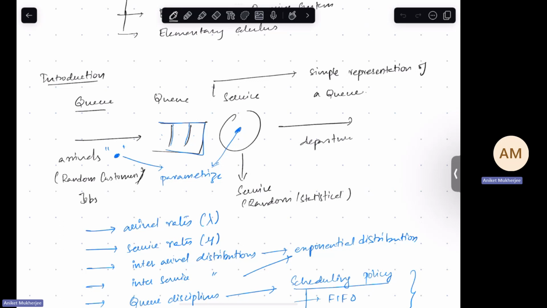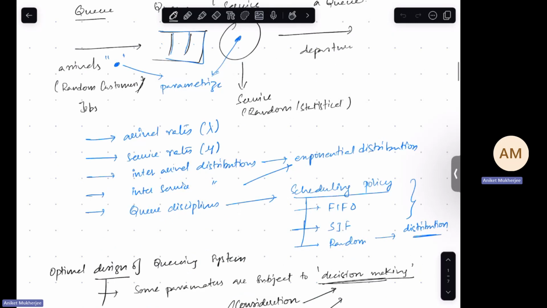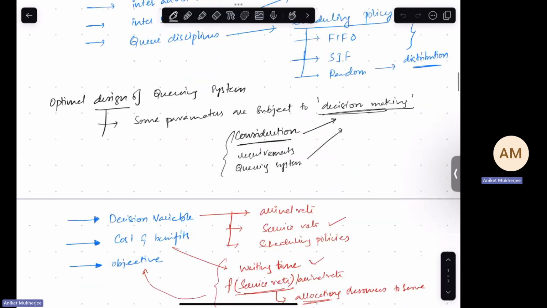There are other things also which we'll look at later, but initially we'll look at the arrival rates of the people that are coming into form a queue and the service rates of the server. You could also look at inter-arrival distributions. You could also look at inter-service distributions. You could look at queue disciplines, and we'll talk about them later. But first we'll talk about what we spoke about yesterday, what this course is going to cover.